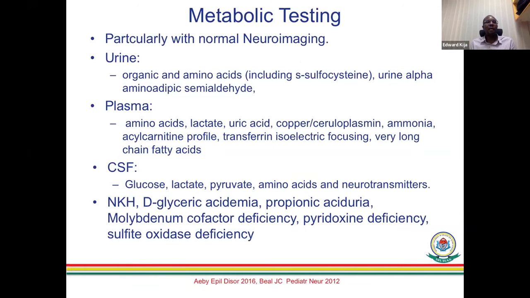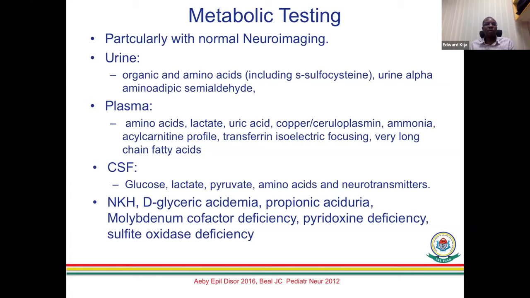Metabolic testing is normally recommended when the neuroimaging is normal, and this includes assessment of urine, plasma, and cerebrospinal fluid, looking at glucose, lactate, pyruvate, and amino acid, as well as neurotransmitters in CSF. With plasma, assessment of amino acid, lactic acid, uric acid, copper, ceruloplasmin, ammonia, acylcarnitine profile, transferrin, as well as very long chain fatty acids, as well as organic and amino acids in urine.